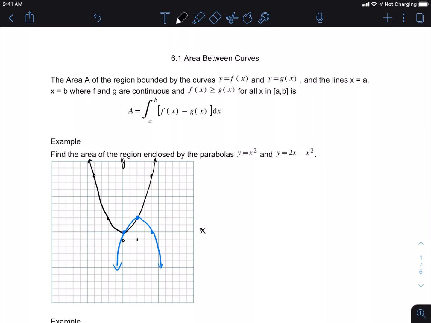All right, so here we go. All right, so this is 6.1. It's the area between curves.